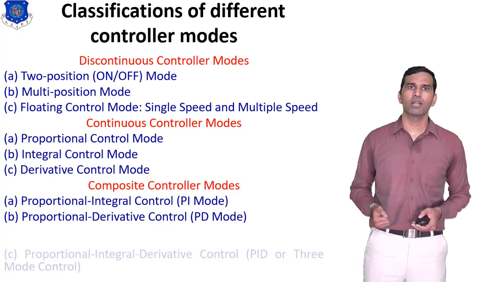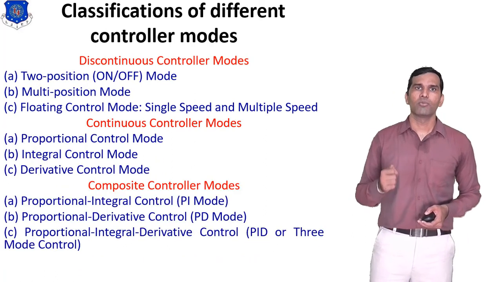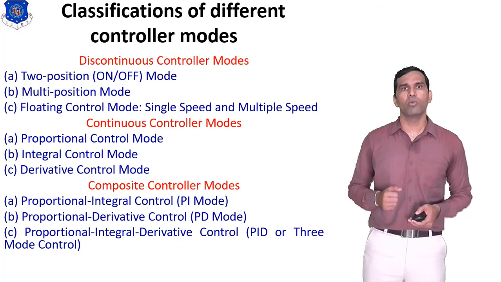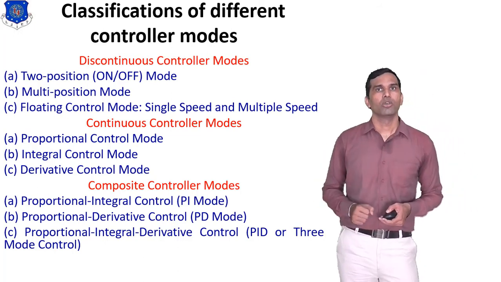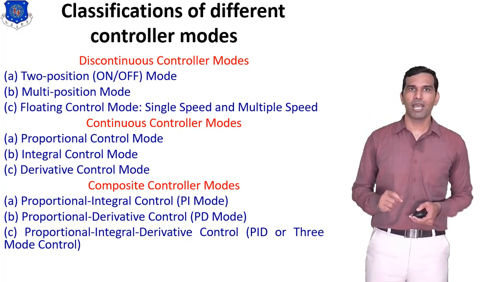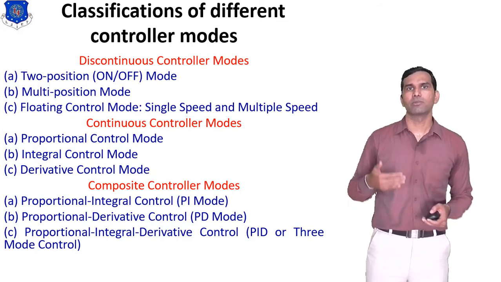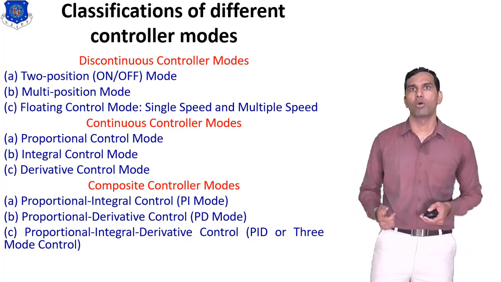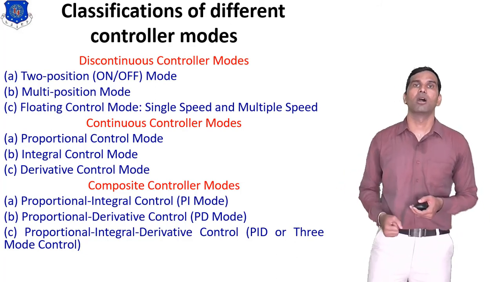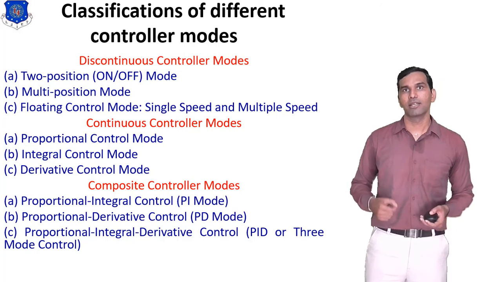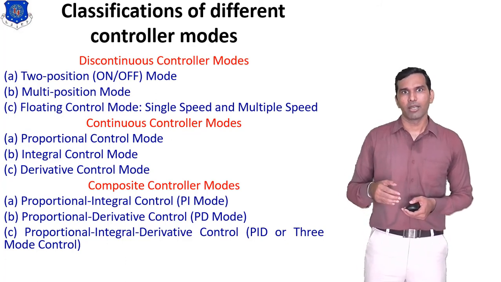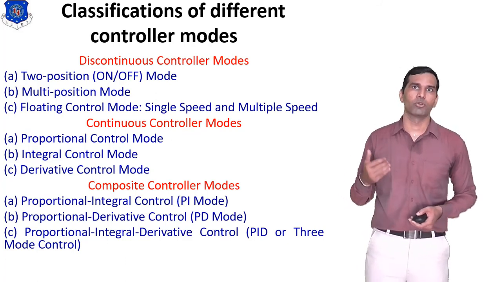So we know the controller is classified basically in 3 categories. First one is the discontinuous control mode, then the continuous control mode, and last one is the composite control. So all these modes are very important as per the GTU. Many times questions are asked like explain 2-position control mode or multi-position control mode, what is floating control mode, or explain proportional control mode, what are the advantages of the proportional control mode, explain integral control mode, and sometimes it also asks about composite modes like PD mode and PID controller mode.